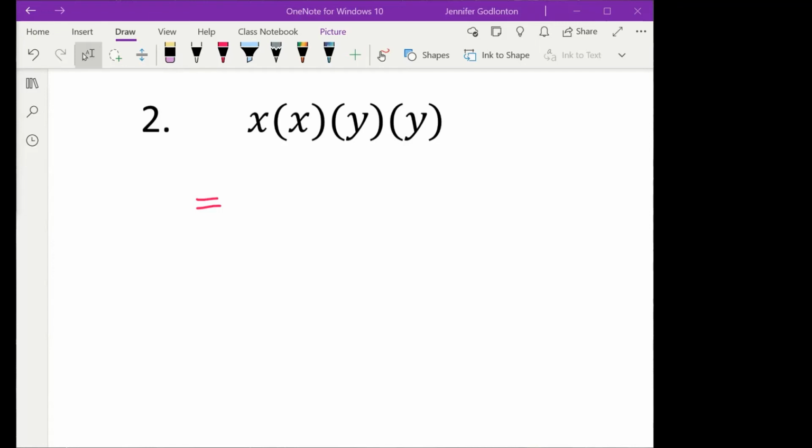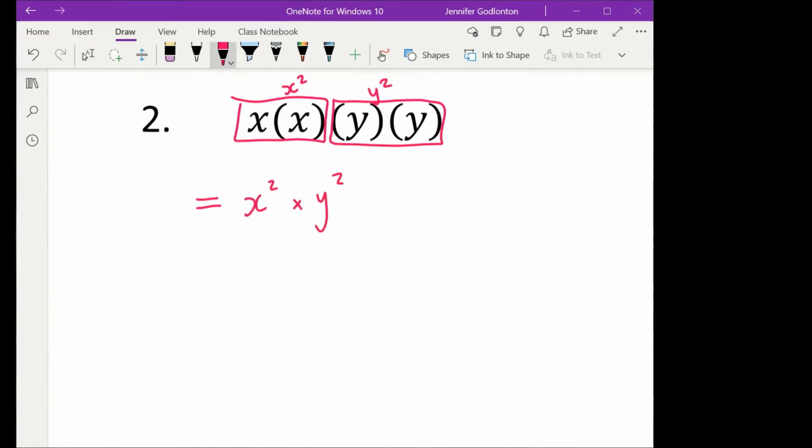Okay, so let's look at these together. So we know that x times x gave us x squared. We knew that from our last question. And we know that y times y is going to give us y squared. And we know that everything is being multiplied by each other. So we could say x squared times y squared, but that's exactly the same as saying x squared y squared, because when they're right next to each other, it means that they're being multiplied. So we can write them right next to each other like that. I can write x squared y squared quite easily without getting into any kind of trouble.